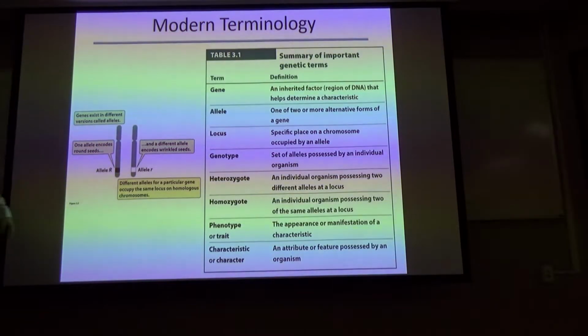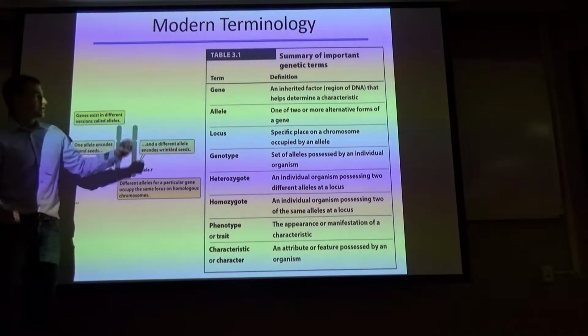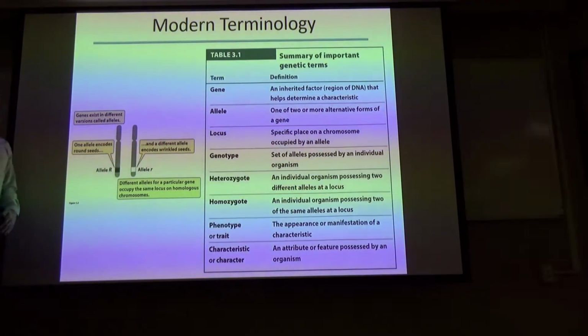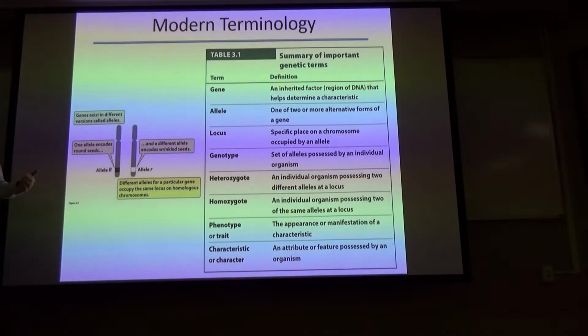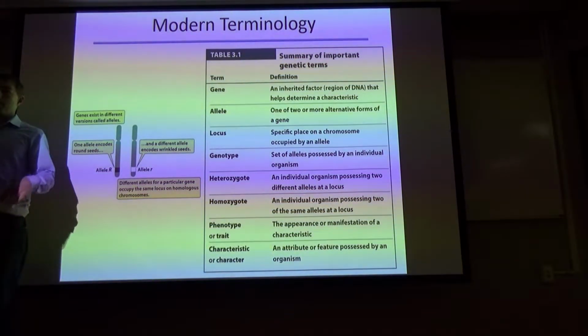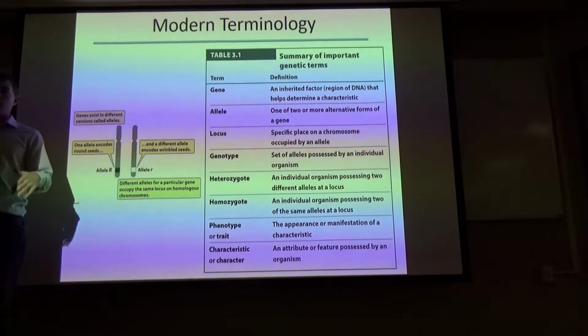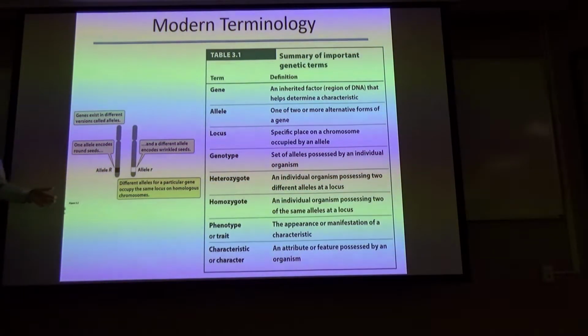Okay. Modern terminology. So Mendel called genes actually factors, but in this class we're going to say a gene is an inherited factor that helps determine a characteristic. It's a region of DNA. These characteristics don't necessarily need to be traits that are manifest physically. They can also be the creation of proteins or enzymes that are critical for function.